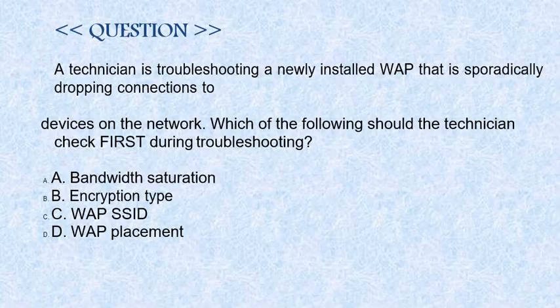The next question is, a technician is troubleshooting a newly installed WAP that is sporadically dropping connections to devices on the network. Which of the following should the technician check first during troubleshooting? The options are option A, bandwidth saturation, option B, encryption type, option C, WAP SSID, option D, WAP placement. The correct answer is option D.